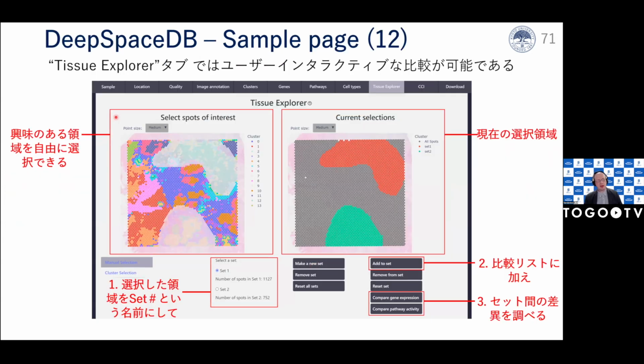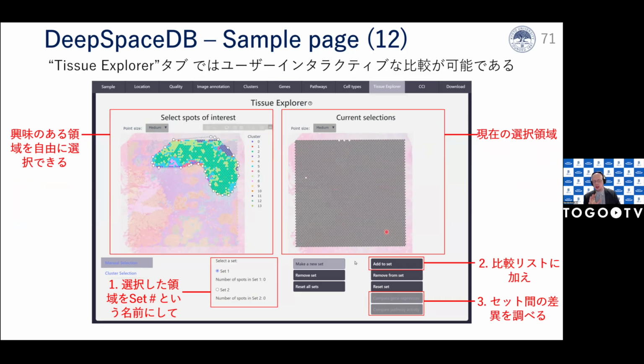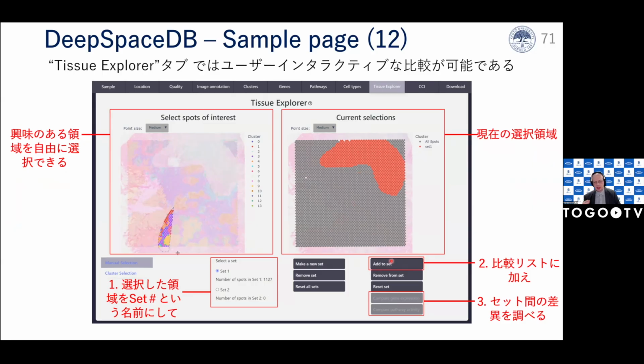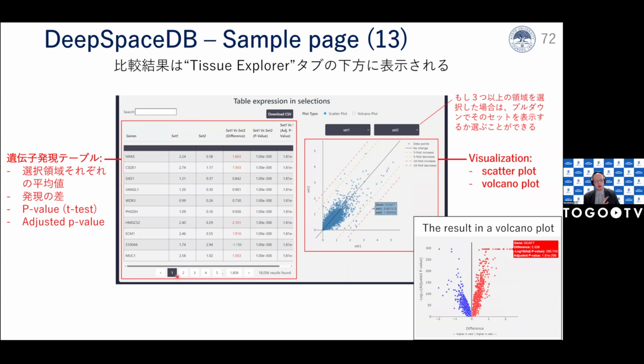And then, so we have that Tissue Explorer tool. I already showed this, so you can select a region of interest or several regions of interest. Here it shows the current selections. And then after you made several selections, you can click here and compare between the two or more regions. I think you can select up to maybe 10 regions. And then it will show the result here.